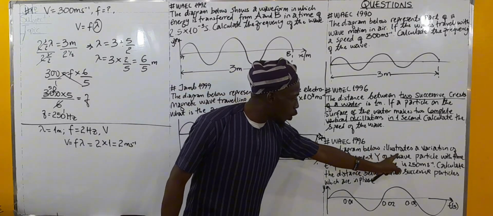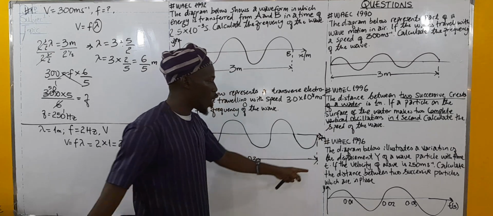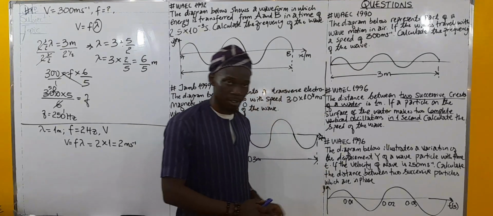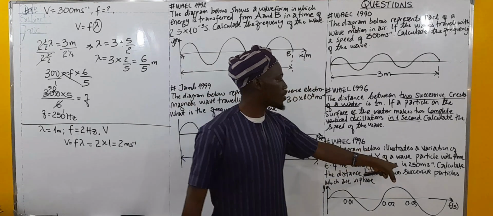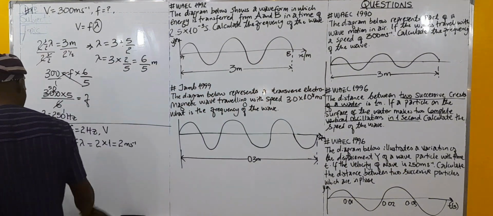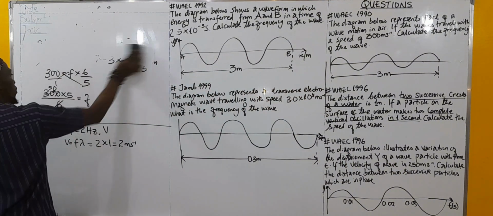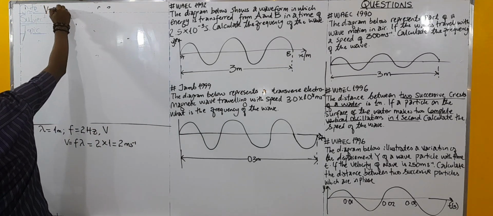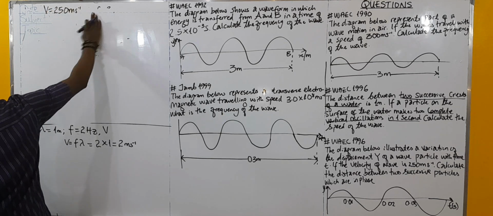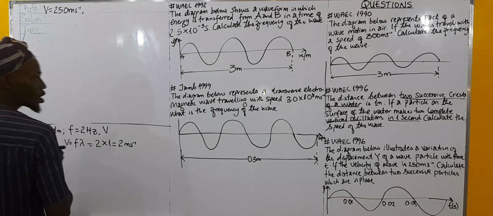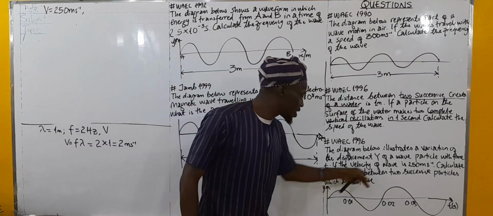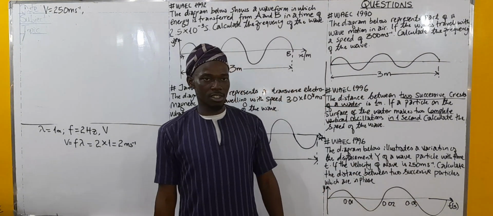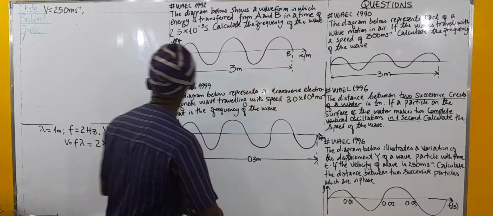The diagram below illustrates a variation of the displacement y of a wave particle with time t. If the velocity of the wave is 250 meters per second, calculate the distance between two successive particles which are in phase.